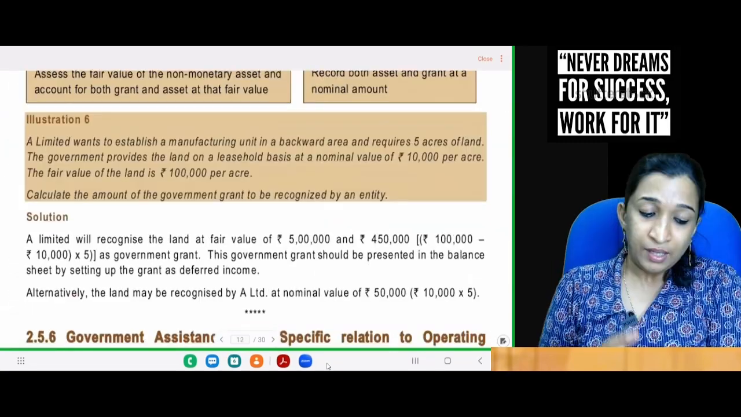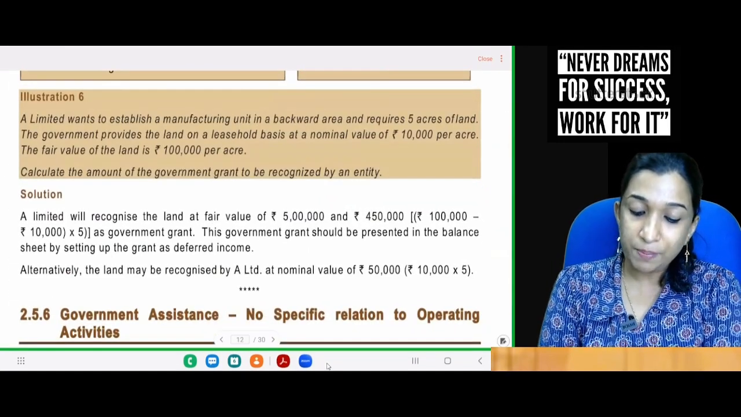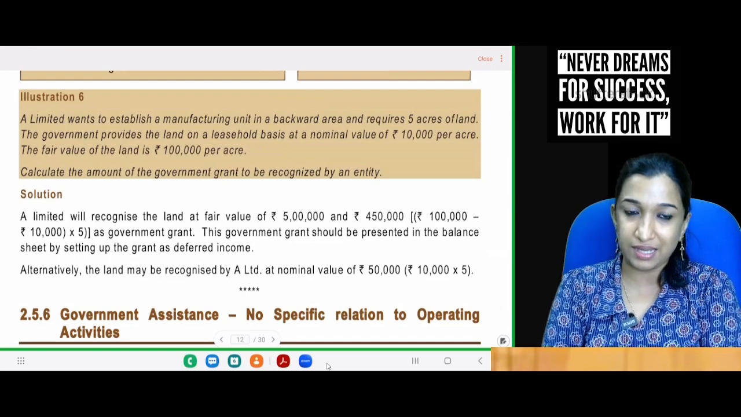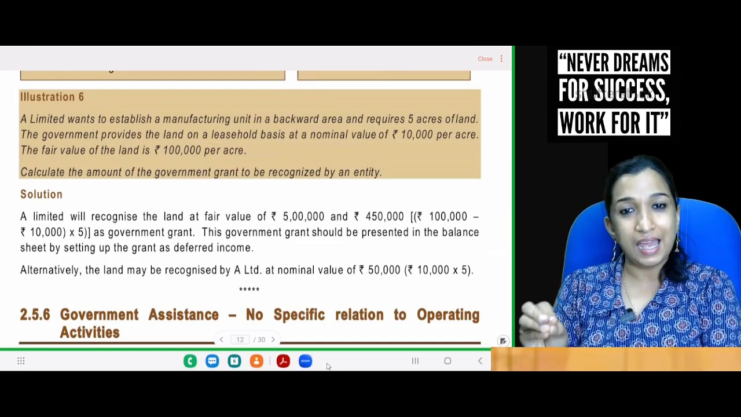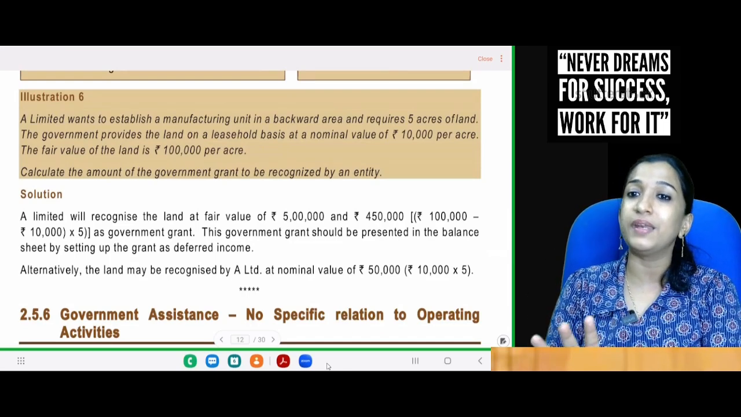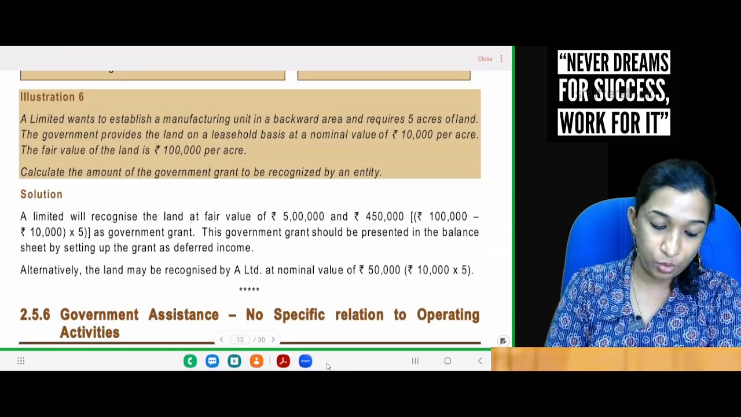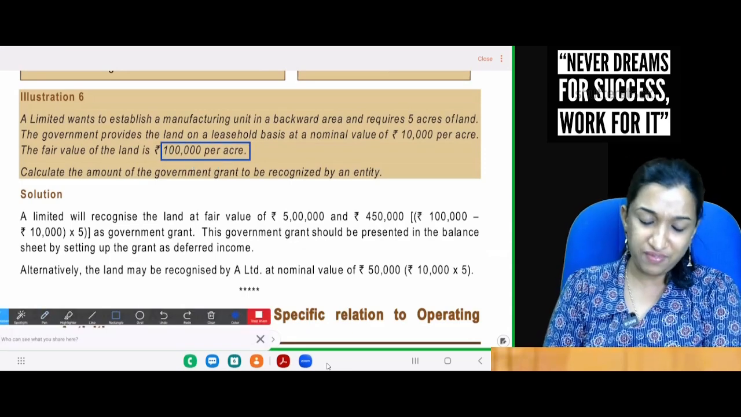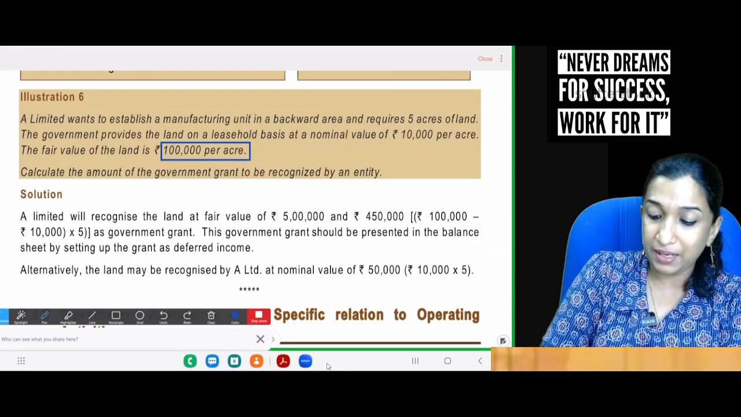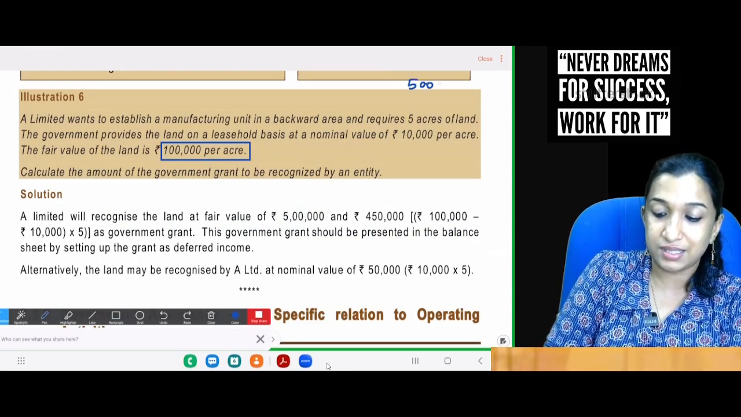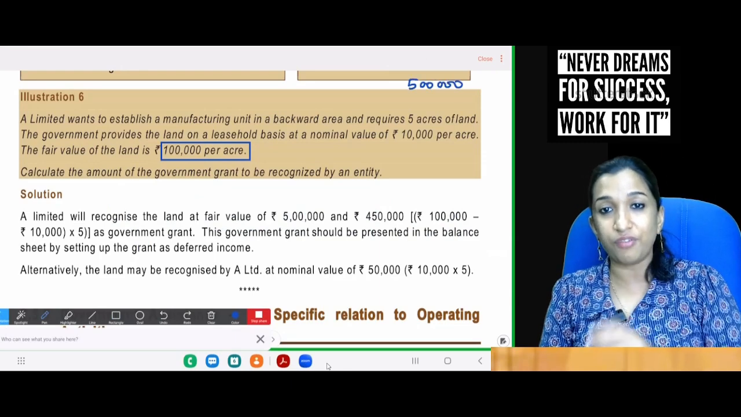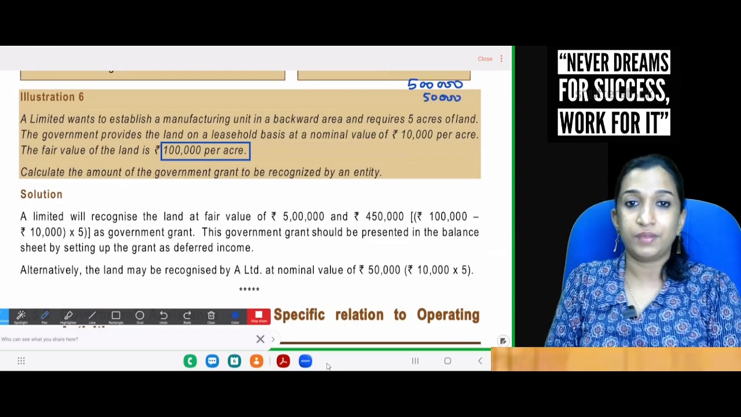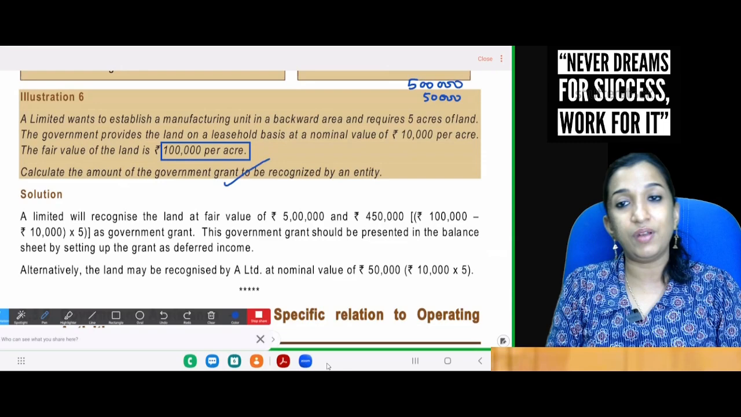Okay. A Limited wants to establish a manufacturing unit in a backward area and requires 5 acres of land. The government provides the land on a leasehold basis at a nominal value of 10,000 per acre. The fair value of land is 1 lakh per acre. So 5 acres of land at 1 lakh per acre means 5 lakhs. This is the fair value of the land, but you paid 50,000. Then how will the government grant be recognized?